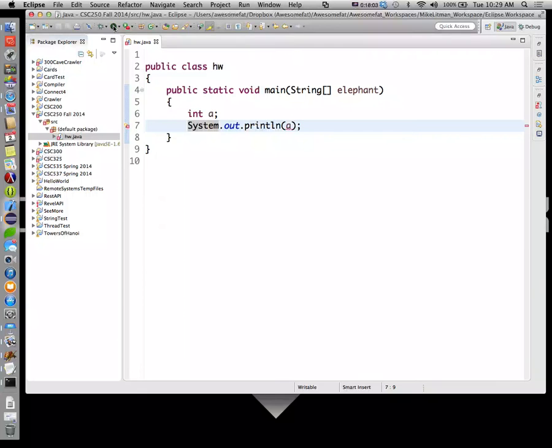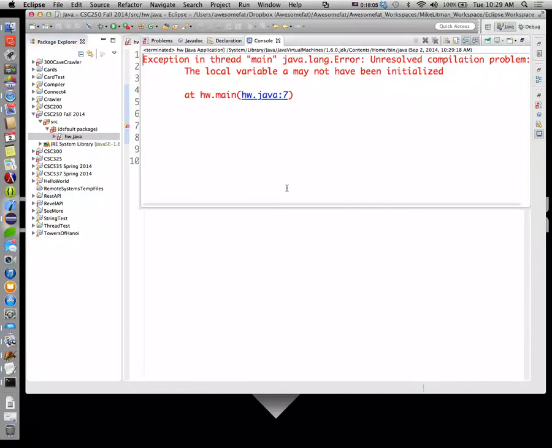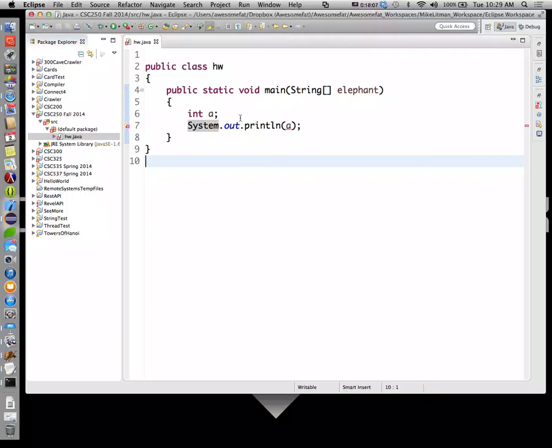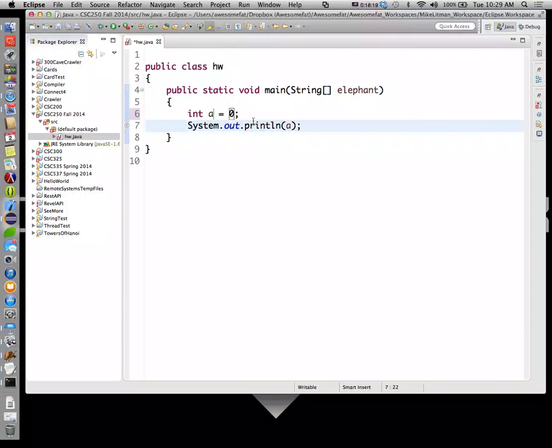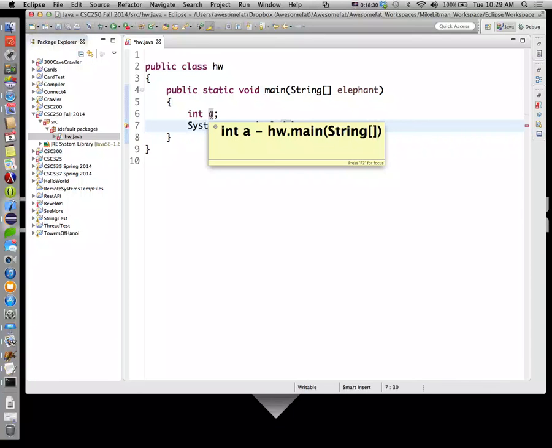I have it set up as whatever. Let me go this route. Well, here, I'll just talk about it. Eclipse defaults to a higher level of error checking, which is actually probably good, because what I'm about to tell you is that you should never try to use a variable before it's been initialized.